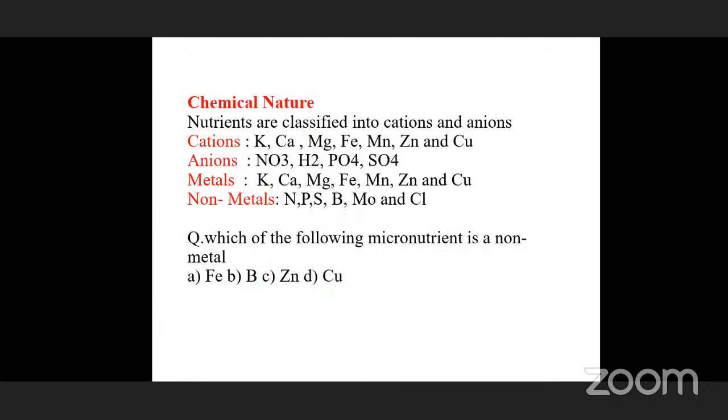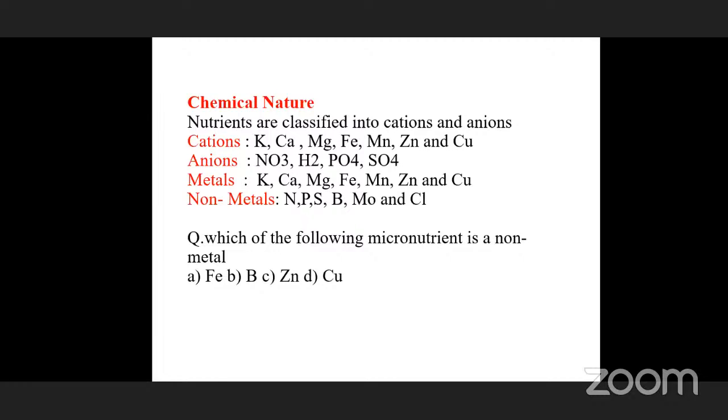Next, based on chemical nature, they are classified into two types, that is cations and anions. Cations are positive, anions are negative. Cations examples: K plus, calcium, magnesium, iron, manganese, zinc, copper. Anions: NO3 minus, H2PO4 minus, and sulfur. And metals and non-metals. Metals examples: potassium, calcium, magnesium, iron, manganese, zinc, copper. And non-metals: NPS, boron, molybdenum, and chlorine.